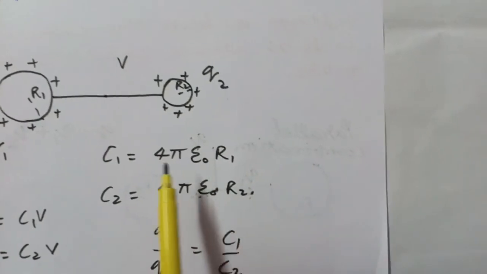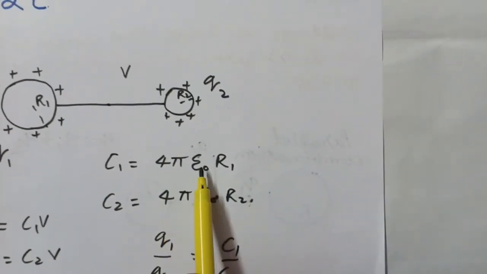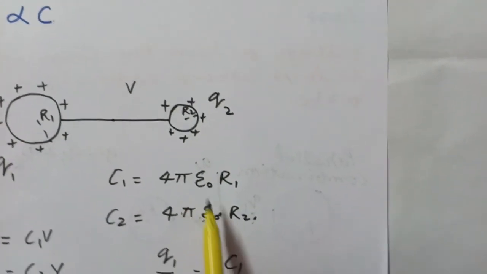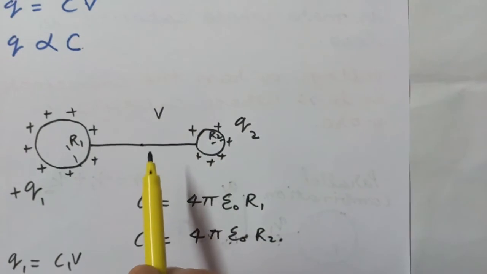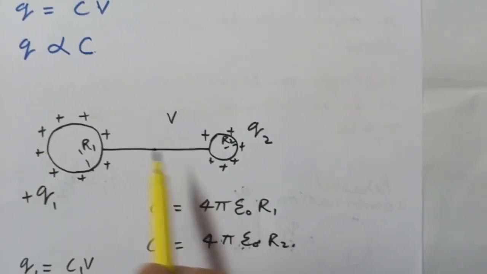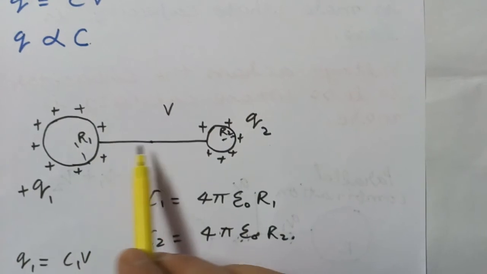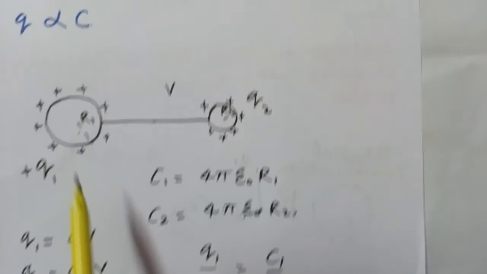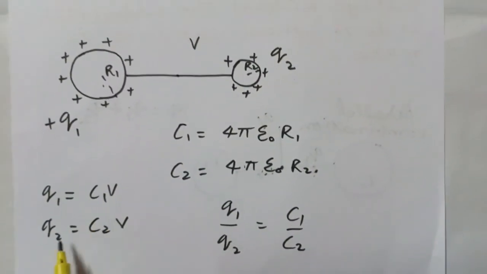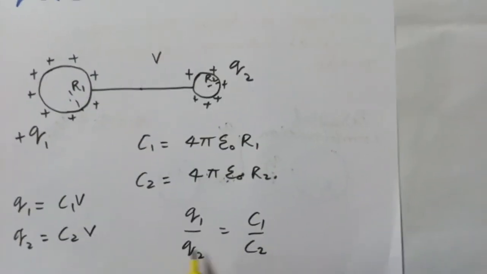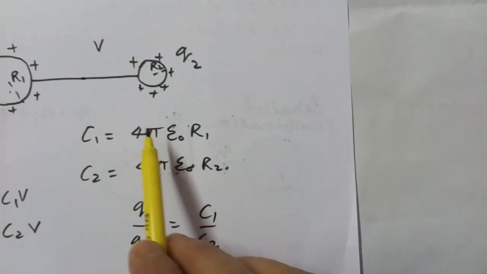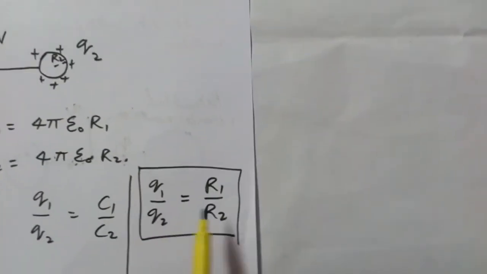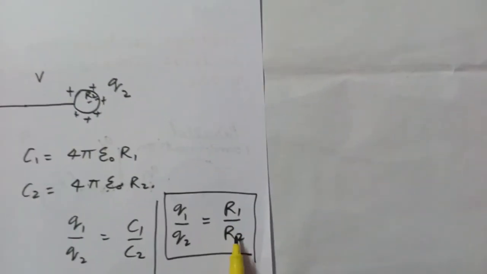Now we know that for spherical conductors, C1 is equal to 4 pi epsilon naught R1, C2 is equal to 4 pi epsilon naught R2, where epsilon naught is the permittivity of free space. So if we give them Q charge, charge will be distributed like this, and since they are connected by a connecting wire, the potential of these spheres will be the same. Now Q1 is equal to C1V, Q2 is equal to C2V. So Q1 by Q2 is equal to C1 by C2, and C1 is equal to 4 pi epsilon naught R1, C2 is equal to 4 pi epsilon naught R2. So Q1 is to Q2 will be equal to R1 by R2.